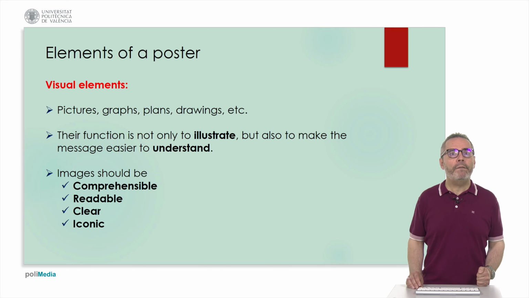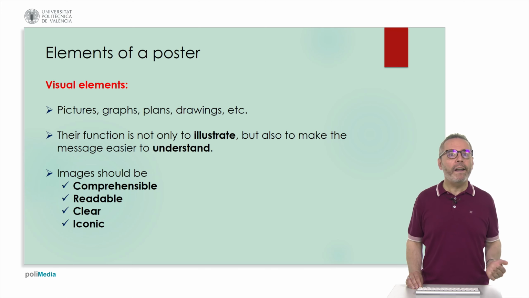Regarding the visual elements such as pictures, graphs, plans, drawings, etc., they have the purpose of illustrating the information to make it more comprehensible for the audience. Images in a poster must be easy to understand, that is comprehensible, easy to read, very clear, and also iconic, representing what they mean to represent.